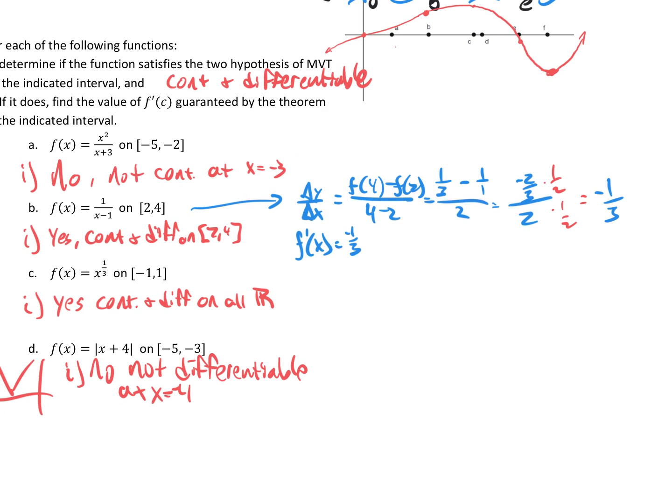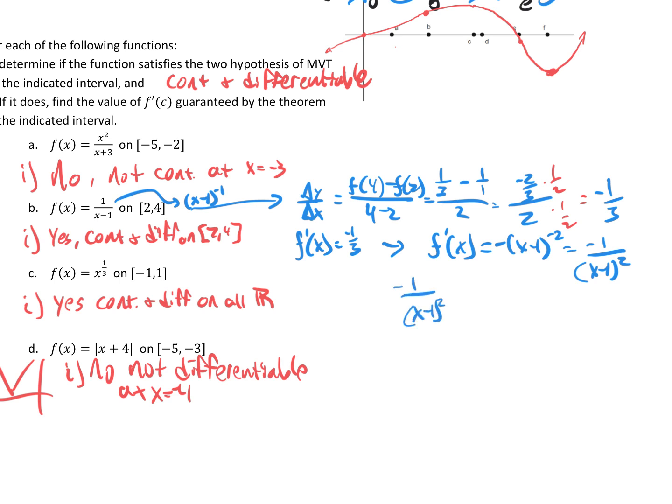Well, what is f prime of x? Well, f of x is x minus 1 to the -1. So the chain rule gives us the derivative of the inside is 1, derivative of the outside is -1 times x minus 1 to the -2 power, which is -1 over x minus 1 squared. We want to set that, -1 over x minus 1 squared, equal to -1/3.